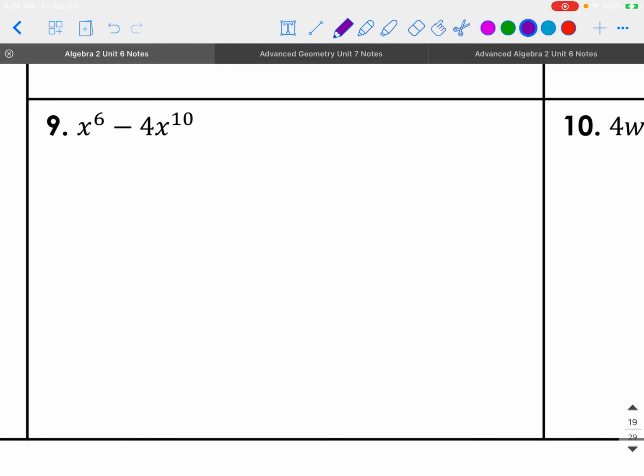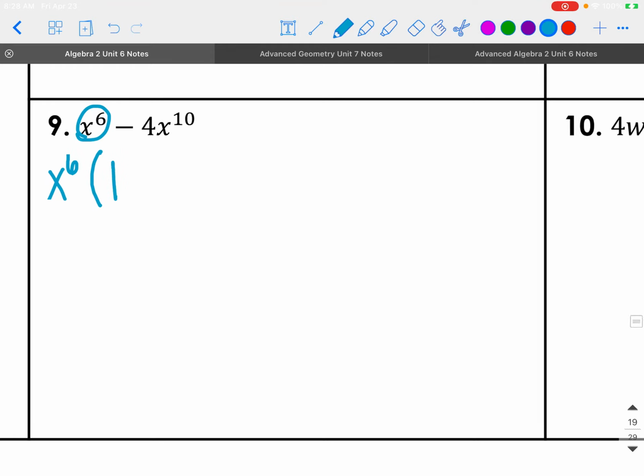Number 9. Is there anything that those two terms have in common? The answer is yes. They both have some x's in common. So I could factor out some x's, and I can actually take 6 of them. If I take out x to the 6, we don't leave it as 0 or blank. We have to put a 1 there. Minus, I still have the 4. I didn't take out any numbers. And I still have 4 x's.